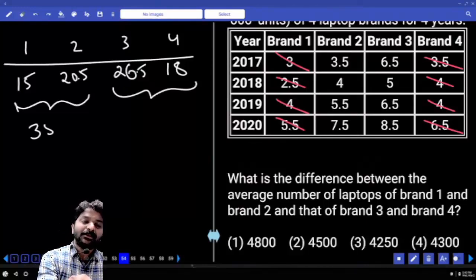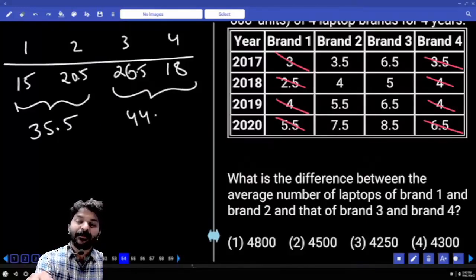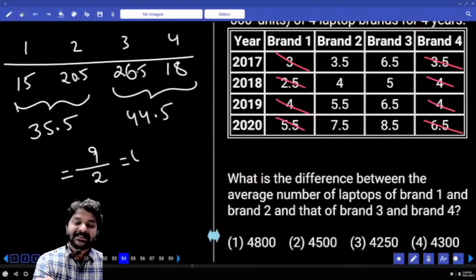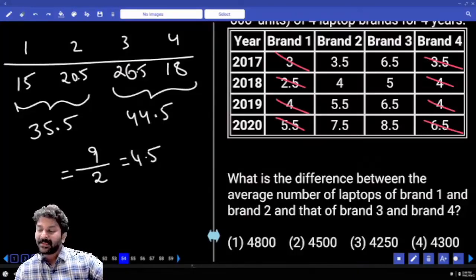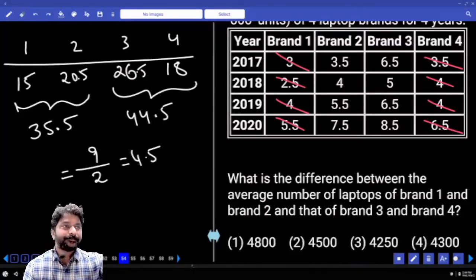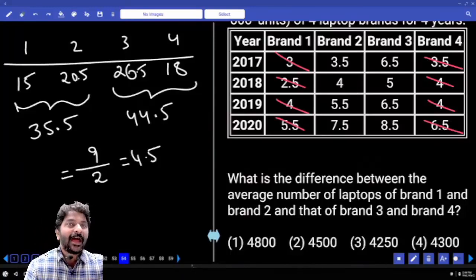Sum is equal to 35.5. Here it is 44.5. Difference is 9. Now I am converting into average, which is equal to 4.5. As all the given values are in thousands, answer is 4500. Second option answer. Instead of taking the averages first and then the difference, we are taking the difference first and then the average, either is fine.